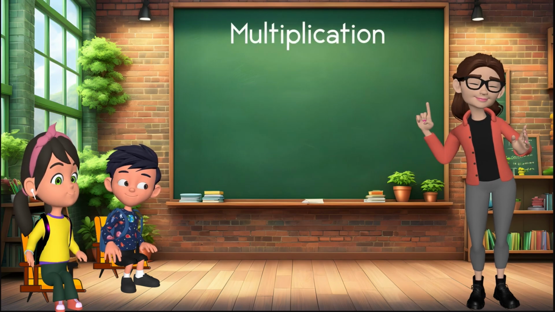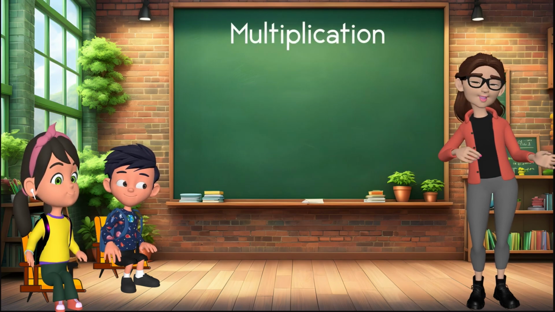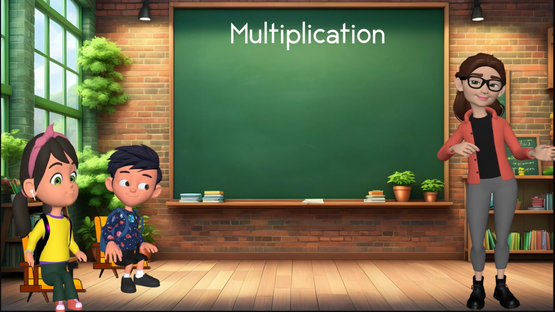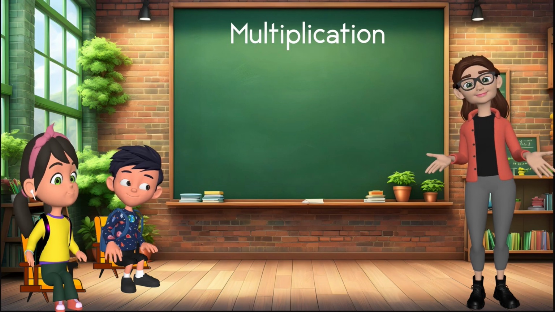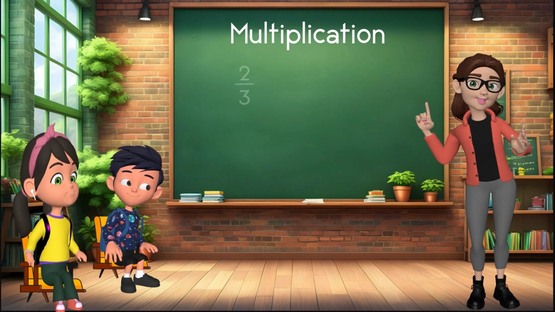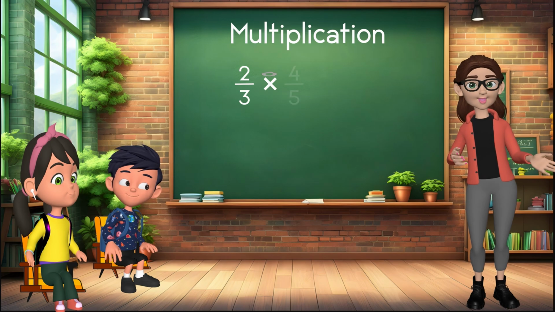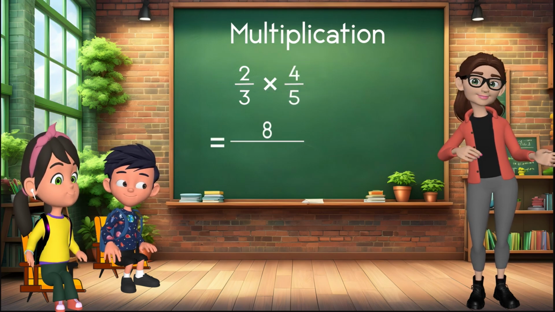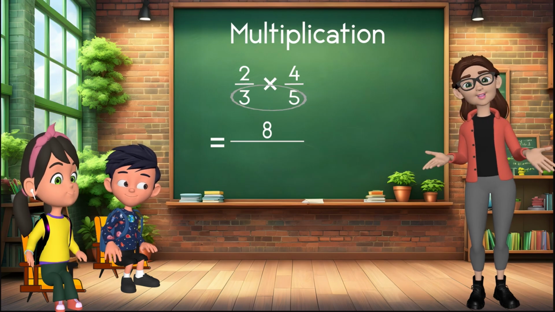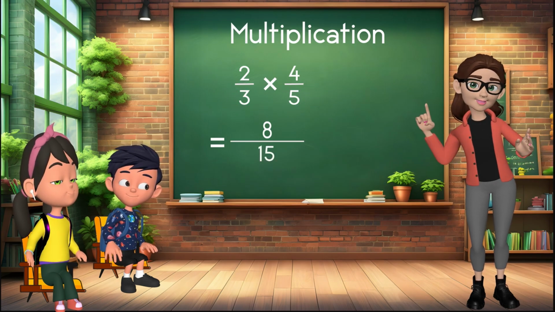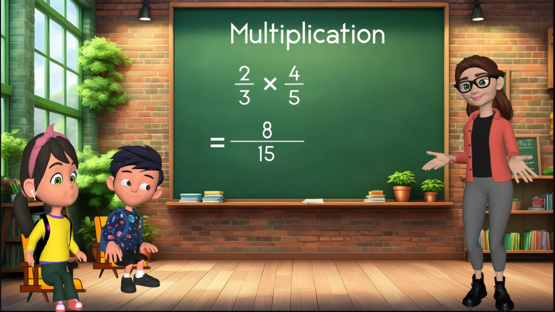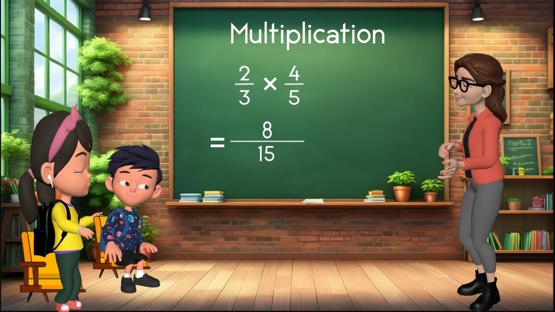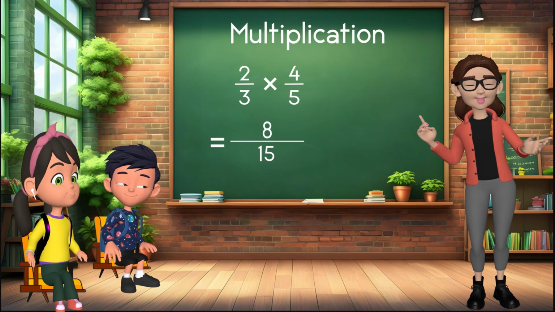Multiplication. This one is super easy. No LCM, no headache. Just multiply top with top, bottom with bottom. Example: 2/3 times 4/5. Multiply 2 by 4 and put as numerator. Then, multiply 3 by 5 and put as denominator. We get 8/15. Excellent! Multiplication is very easy. Yes, it is very easy.